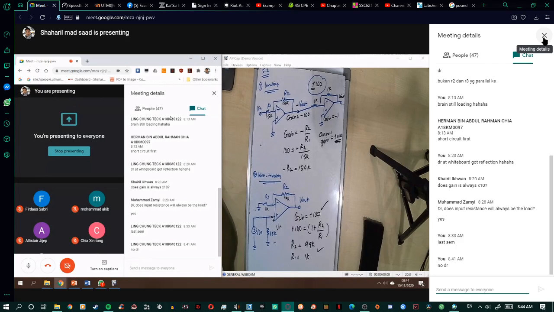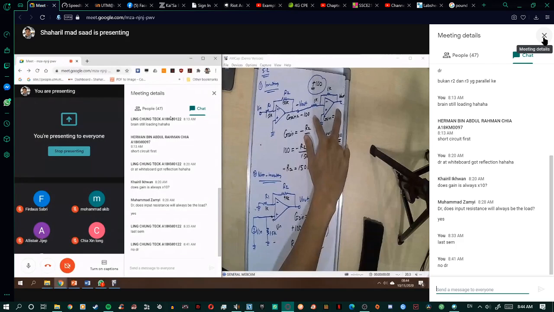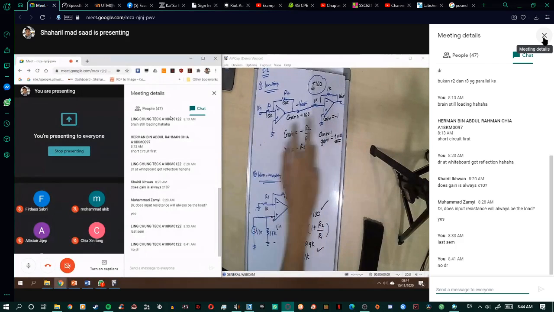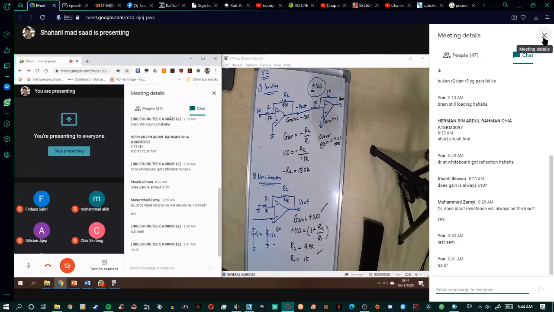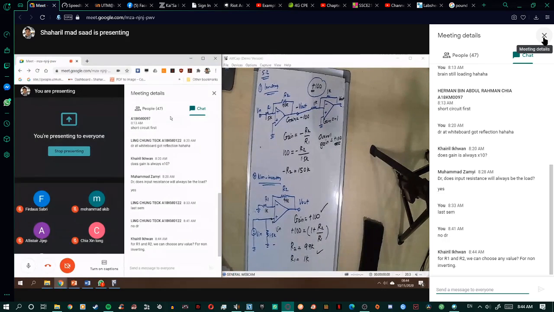Alright, is it clear? Do you have any question? Okay, so which one is simpler in order to develop the circuit? This one you need 2 op-amps, 2 741s, and this one you need only 1 op-amp. So the disadvantage of this non-inverting is that it can only be used to amplify. Any question? For R1 and R2, we can choose any value for non-inverting. Yes, you can choose any value.